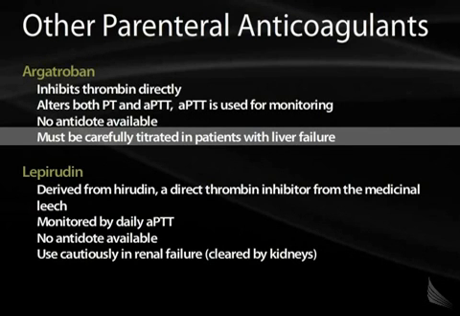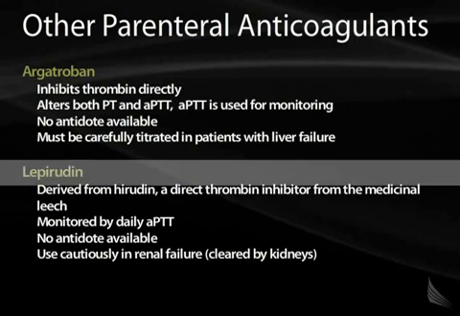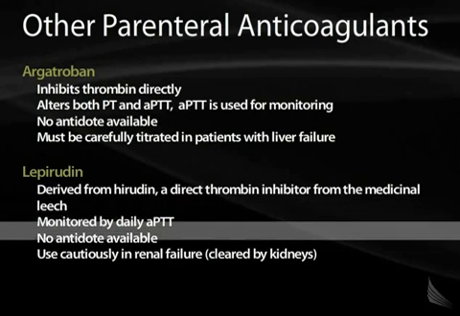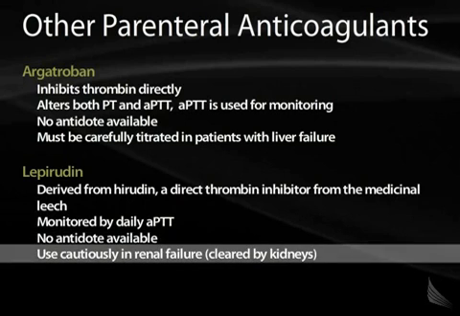Lepirudin is another molecule that works as an anticoagulant. It's derived from leech saliva, and it is also a direct thrombin inhibitor. It is also monitored by PTT. There is no antidote, and it needs to be used cautiously in patients that have renal failure because it's cleared by the kidneys.